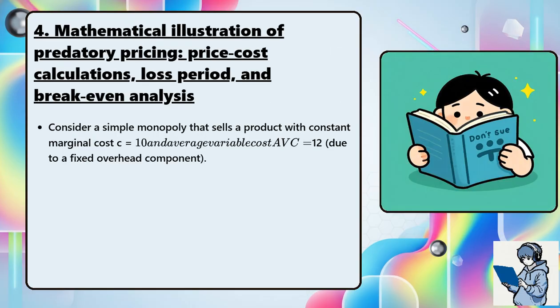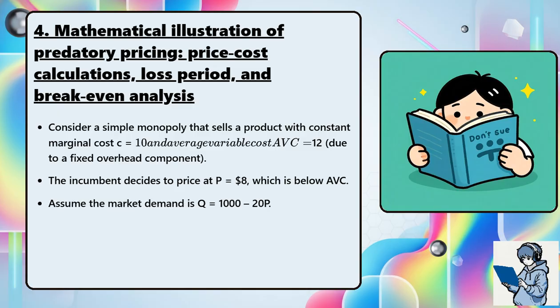Consider a simple monopoly that sells a product with constant marginal cost, MC equals $10, and average variable cost, AVC, equals $12, due to a fixed overhead component. The incumbent decides to price at P equals $8, which is below AVC. Assume the market demand is Q equals 1,000 minus 20P. At P equals $8, quantity sold is Q equals 1,000 minus 20 times 8 equals 840 units.